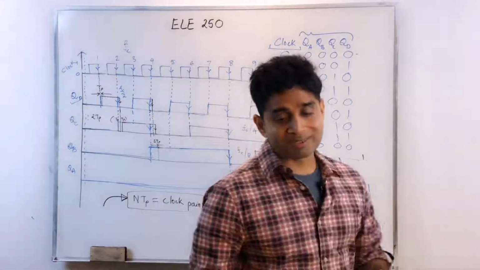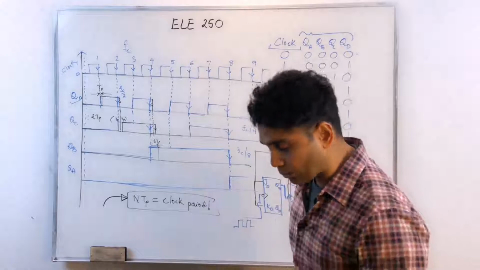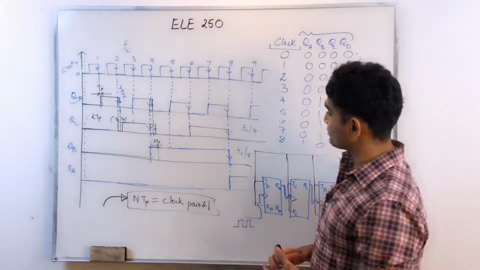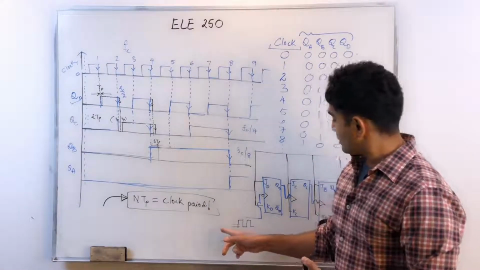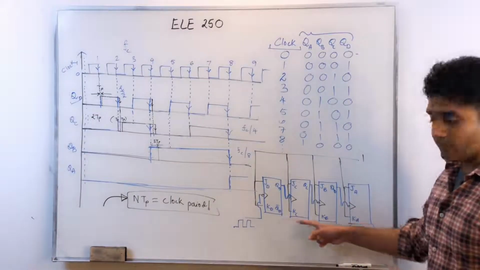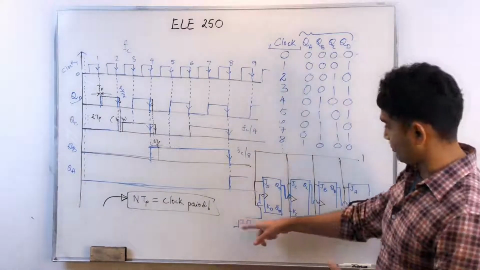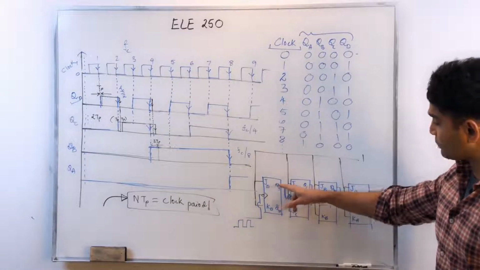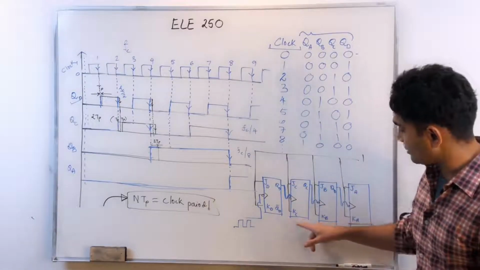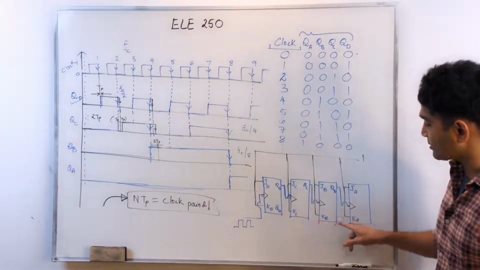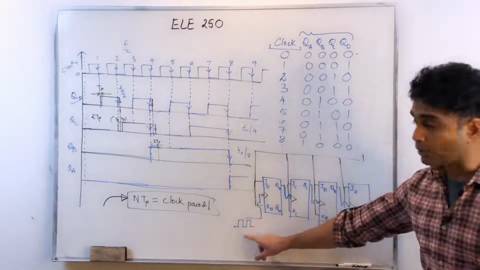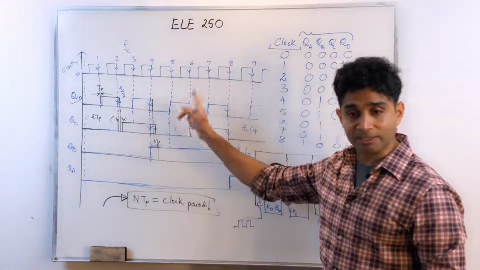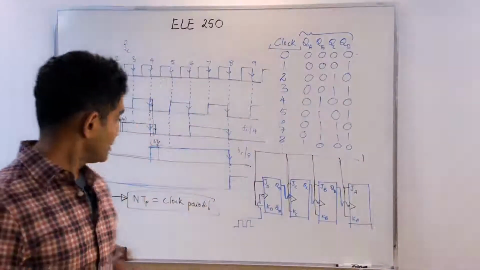This is called a synchronous counter, synchronous because my master clock is applied to each of my flip-flops. Instead of having it rippled through, the master clock is applied, so each and every flip-flop is synchronized with the master clock, and we don't have this problem of propagation delays anymore. Let's see the design.